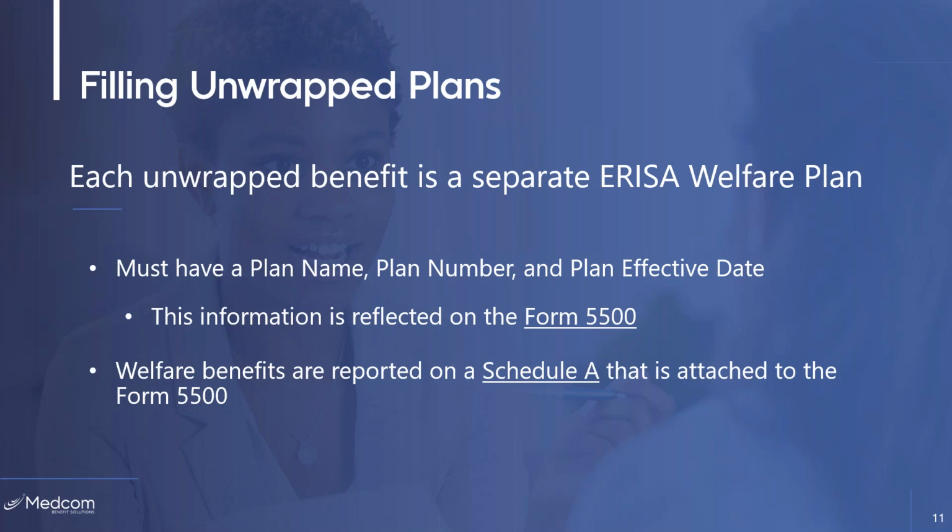But what if you have a client who offers ERISA benefits but does not have an executed wrap document on record? Well, in this case, you would have unwrapped plans, and each unwrapped benefit would be deemed a separate ERISA welfare plan. Each one would have their own plan name, their own plan number, their own plan effective date, and all of this information would be reflected on the 5500. And each line of coverage would require a Schedule A that would be attached to the 5500.